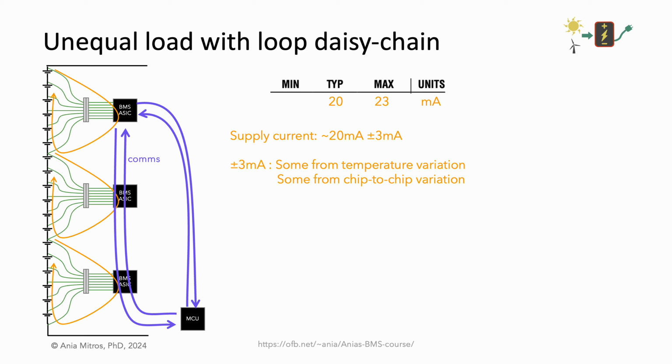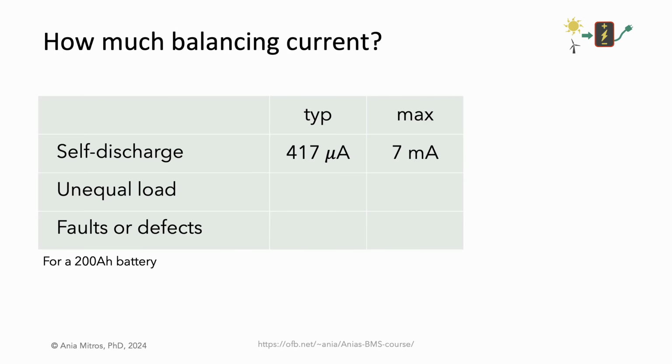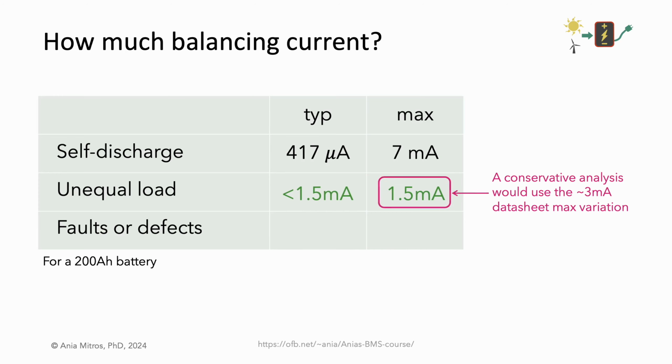The temperature variation should be a small effect if the chips are all within the same battery pack. So mostly, we would expect the chip-to-chip variation to be due to manufacturing process variations, which is probably about half that 3 milliamps. Let's call it 1.5 milliamps. Let's put that 1.5 milliamps into our table. That's not a rigorous number. A more conservative approach would stick with the 3 milliamps from the datasheet.